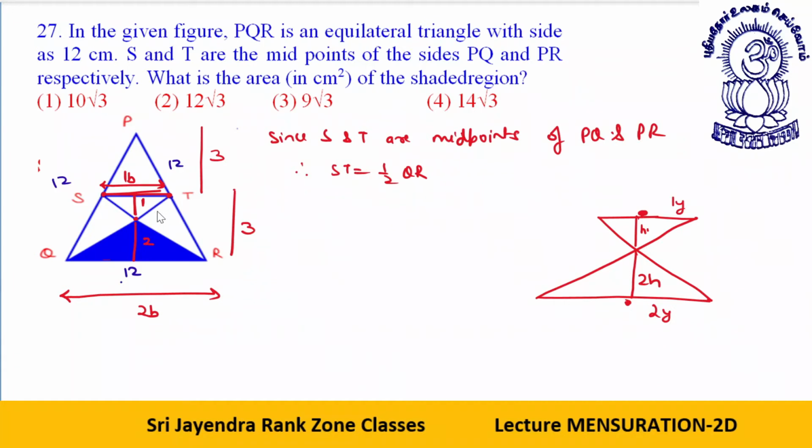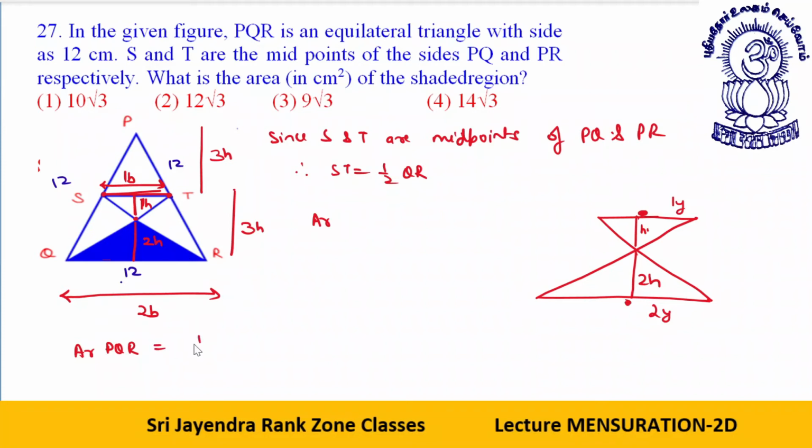Now, what is the area of the shaded region? See, suppose I need the area of the shaded region. What I'll do, I'll compare area, first of all, area of PQR, area of equilateral triangle with side 12 cm. In the given figure, PQR is an equilateral triangle. Okay, no problem. Very easy. I should not have taken it 12, 3. Let's say this height is 3h. Okay, this is 3h, this is 1h, this is 2h.